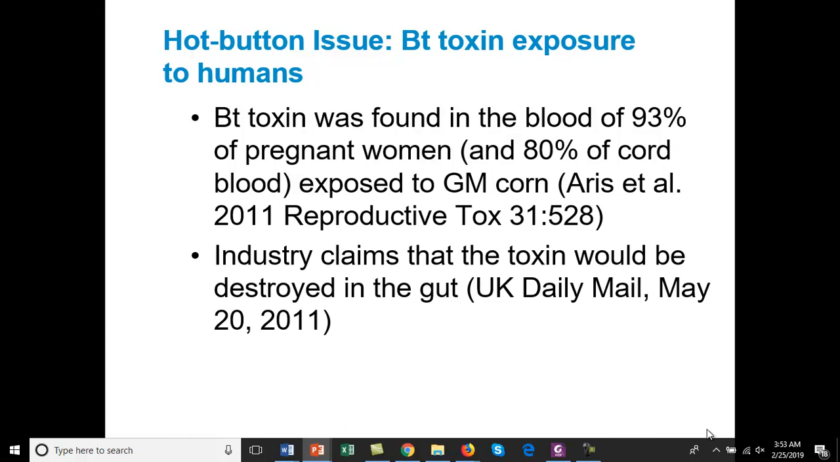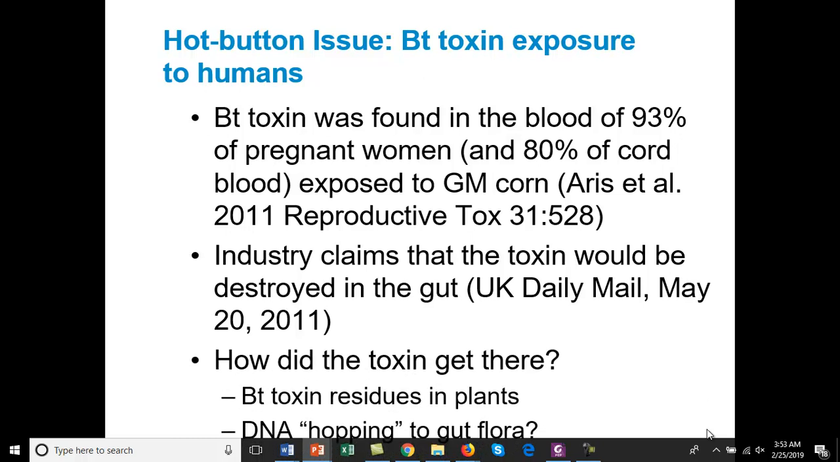Industry the same year claimed that the toxin would be destroyed in the gut, that humans would eat it and the toxin would never make it out of the gut, but that wasn't really the case. Okay, and so you have to ask, how did the toxin get there in the first place? Well, number one, you could ingest the plant, and BT toxin is in the plant, so it's going to get into your bloodstream. The second way that this can happen is called DNA hopping, or horizontal gene transfer.